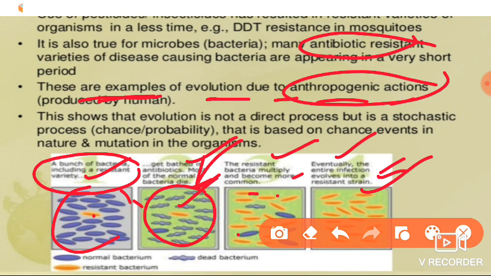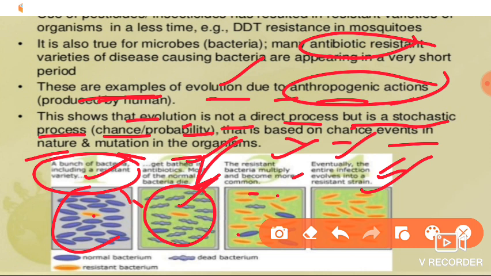This is important, students, please remember. Write a note on anthropogenic actions of evolution. They are going to ask a question like that, so please remember it. This shows that evolution is not a direct process, but a stochastic process, based on chance or probability. It is not particularly identical. By chance it can happen. Natural selection can occur by chance, based on chance events in nature and mutation in the organisms.